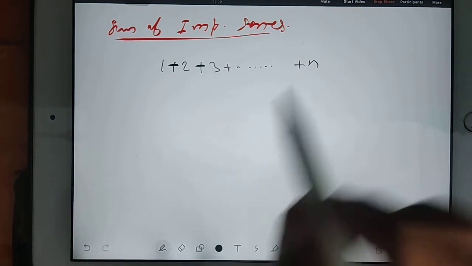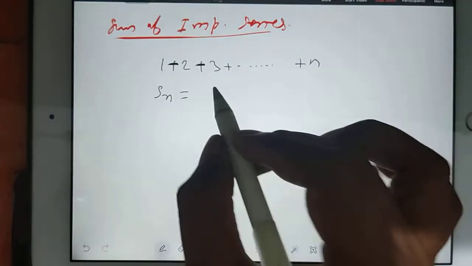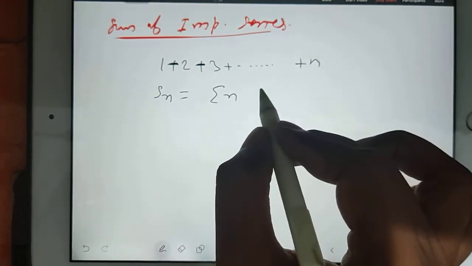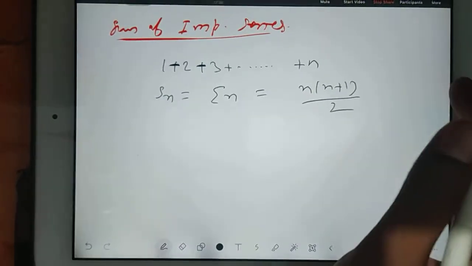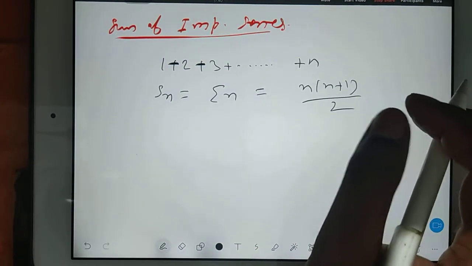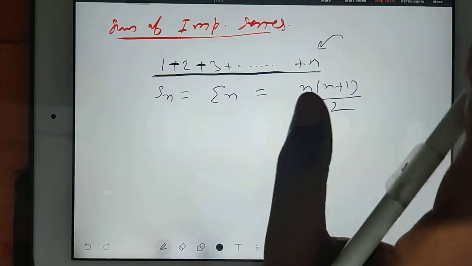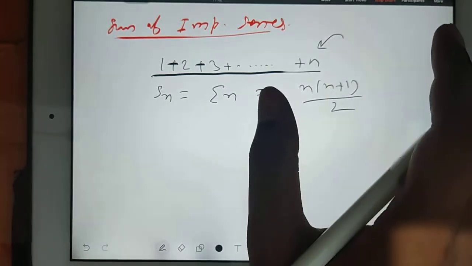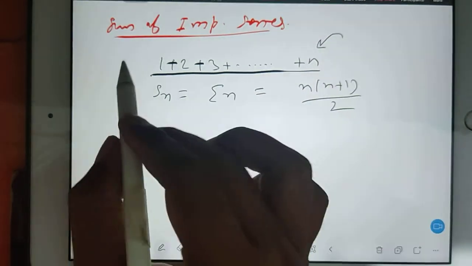For the symbol I will give Sn. I want Sn, the sum of n terms, so I can say summation n. The direct answer is n times n plus 1 by 2. We have to remember this. They are nothing but the first n natural numbers. You don't have any gap in between. Numbers are coming continuously.